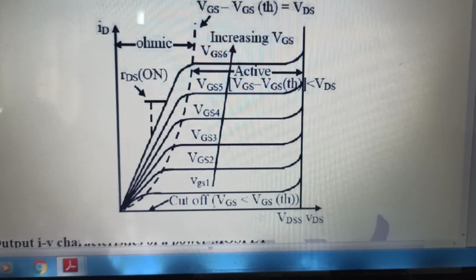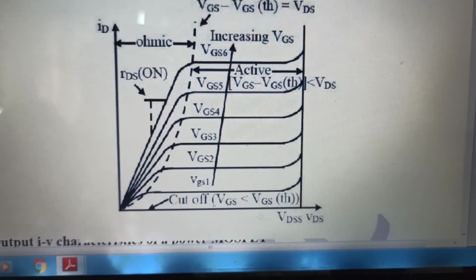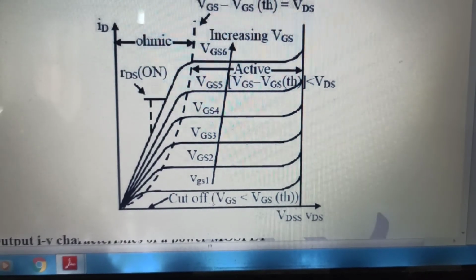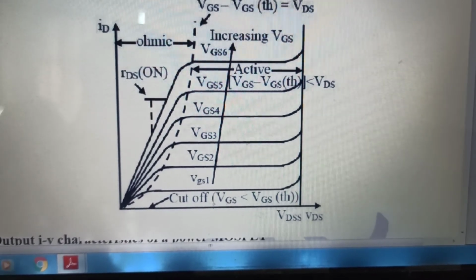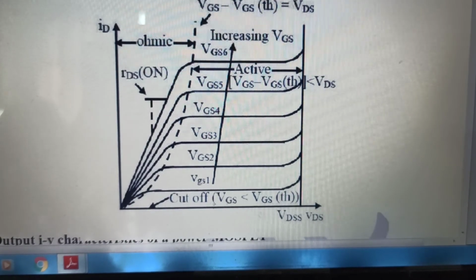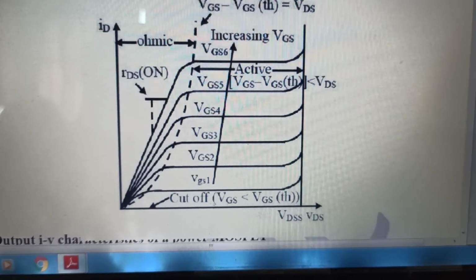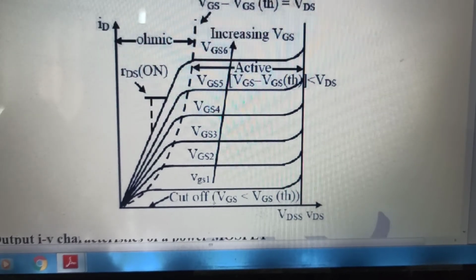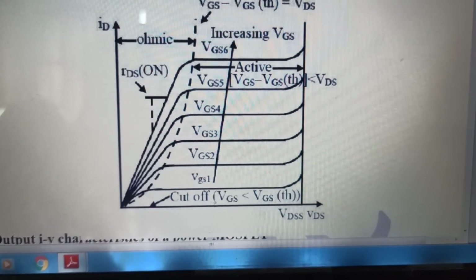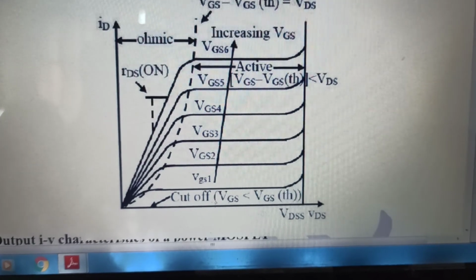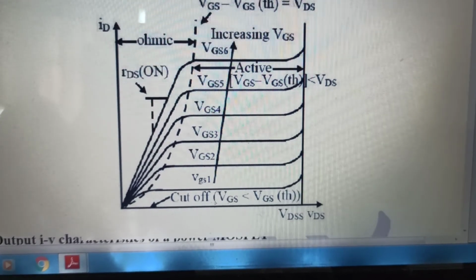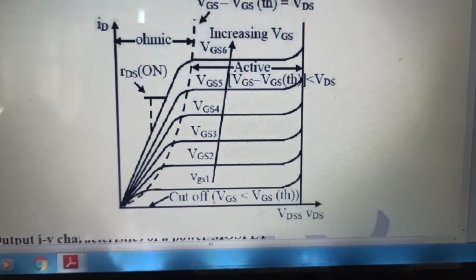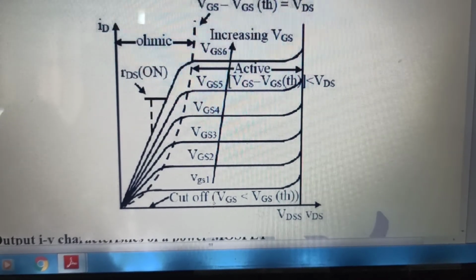That is the truth. And one more thing is that RDS on can be calculated by delta VDS divided by delta ID, because V equals IR, so R is V by I. So delta VDS, the increase in drain source voltage, divided by the increase in drain current will give you the value of RDS. So I hope these things are clear.